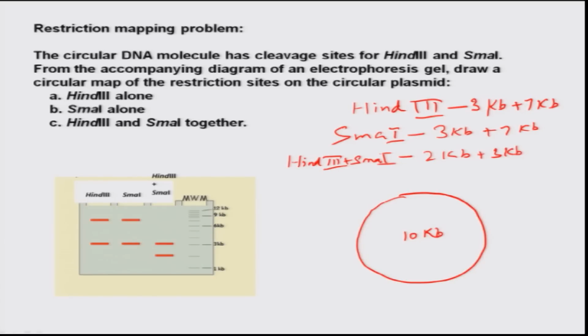Okay. So first let us randomly draw a site for one of the restriction enzymes, which is SMA1. SMA1 gives two bands, one of 3 kb and one of 7 kb. So that is what we draw here. Suppose one site is over here and the other site is over here in the circular map, so this is a 3 kb band, and this would be the 7 kb band.